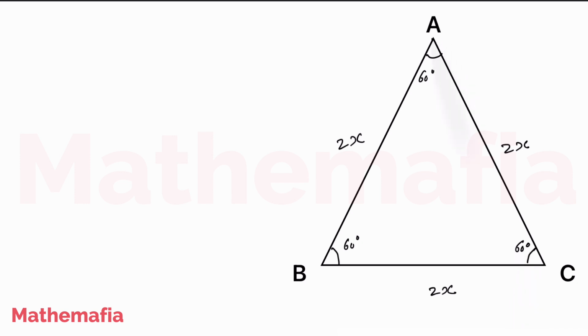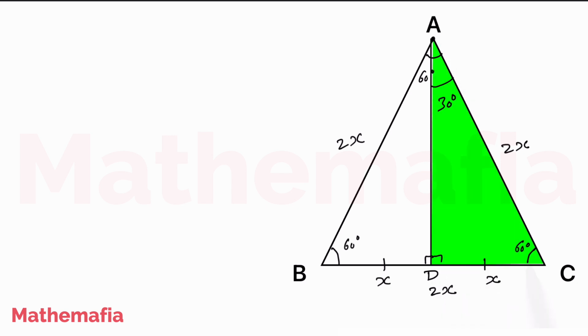Now I know that in an equilateral triangle, if we draw a perpendicular from any of its vertex on the opposite side, it bisects the opposite side. So if we say this point is D, then BD will be x and DC will be x as well. This perpendicular also bisects this angle, so this angle will be 30° as well. So you can see that we have a triangle ADC with 30°, 60° and 90° angles.